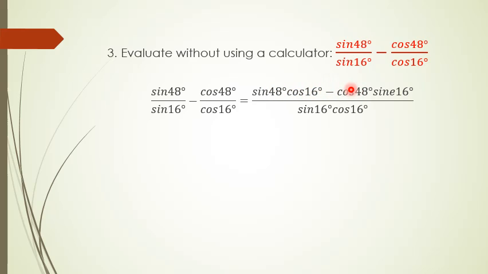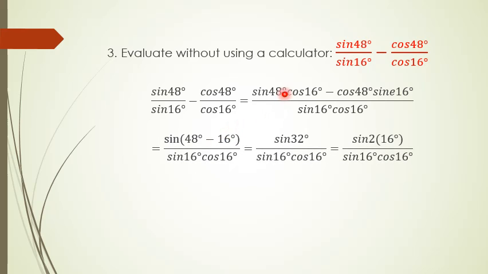So we apply that in reverse. It says we must subtract the two angles. So that's sine 48 degrees minus 16 degrees all over sine 16 degrees cos 16 degrees. And subtracting, this is equal to sine 32 degrees over sine 16 degrees cos 16 degrees.